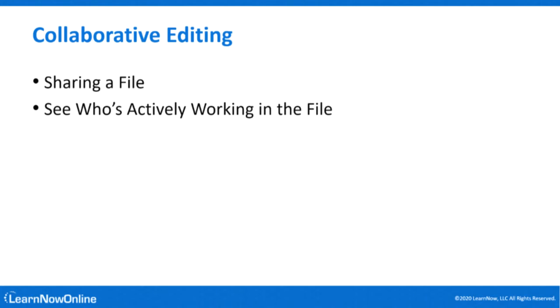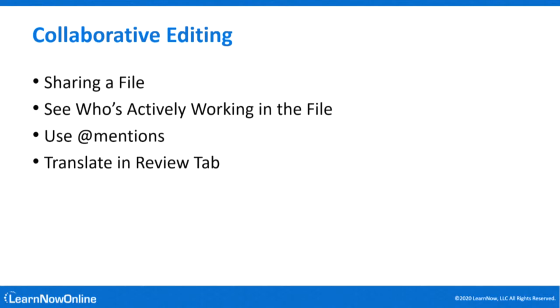The first thing we're going to do is the most important one, which is showing you how to share a file with other users so that you can simultaneously collaborate with them while you're working in a file. Then we're going to look at how you can see who is actively working in that file. A new feature, how to use @mentions when you're creating comments in a file. And another new feature, in case the person that you're collaborating with is in another language and is maybe in another country, this allows you to see how to translate in that Review tab.